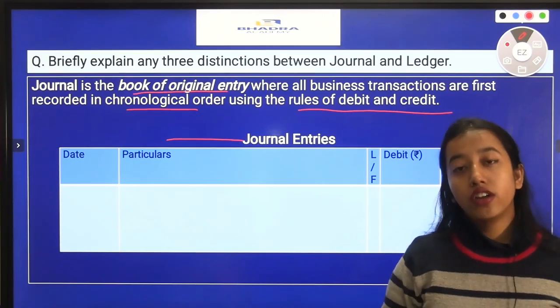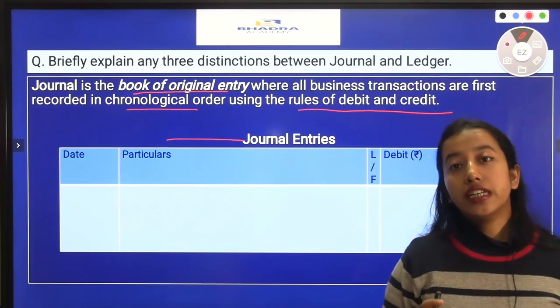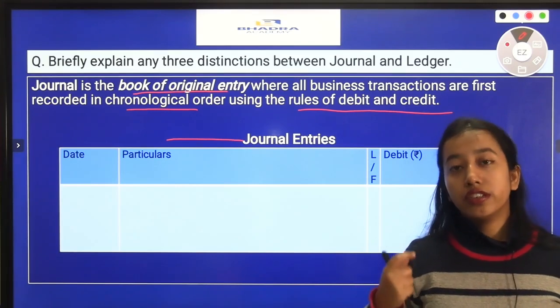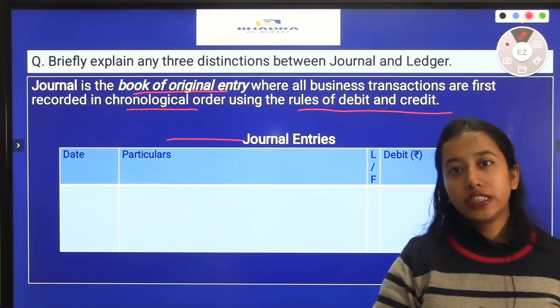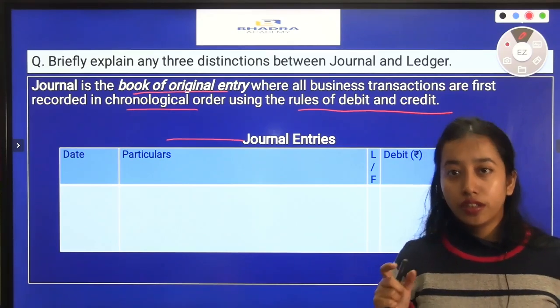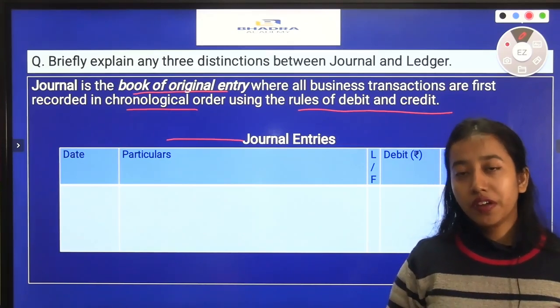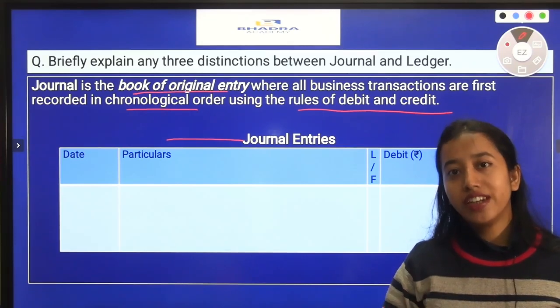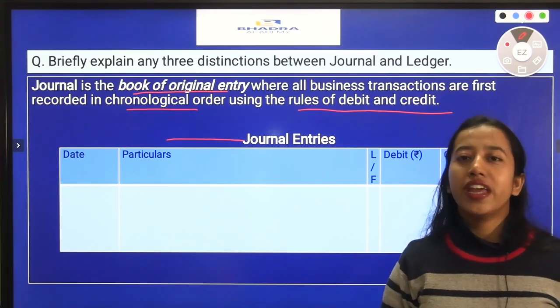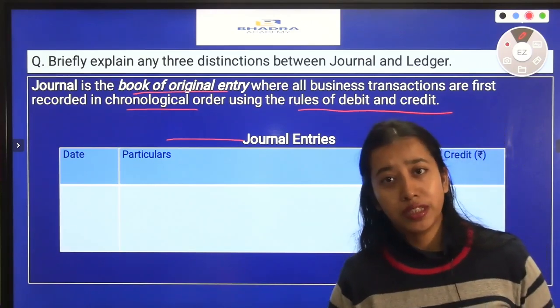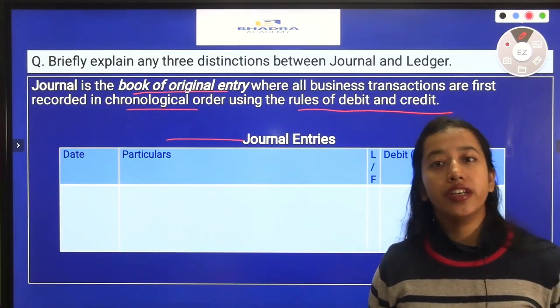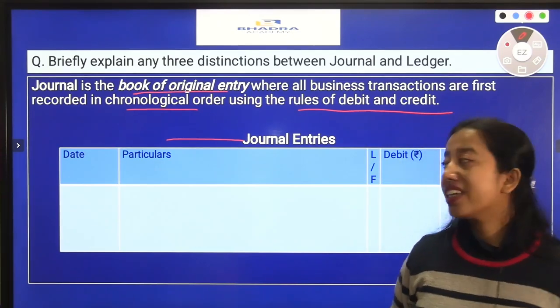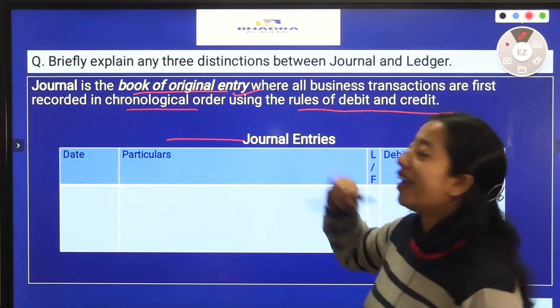Next, on the second day, on 2nd December, if there is a drawing of that amount, that will again be recorded as on 2nd December in the journal entries. That will be recorded in a chronological order. So whenever any transaction happens in a business, that is immediately recorded in the journal. That is why we say it is a book of original entry.